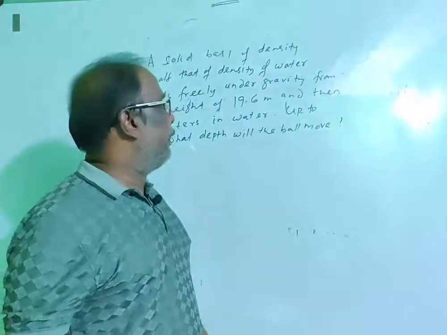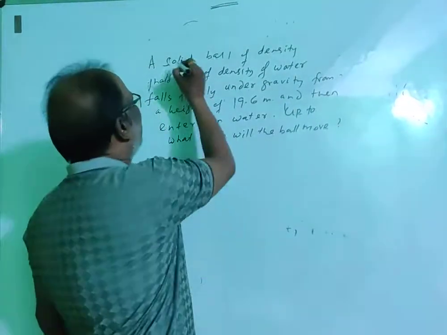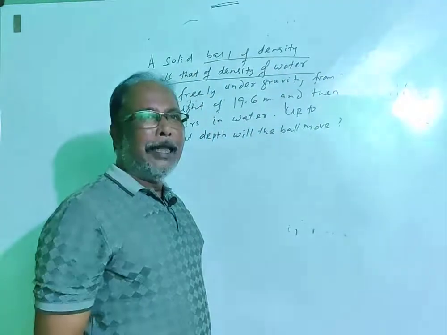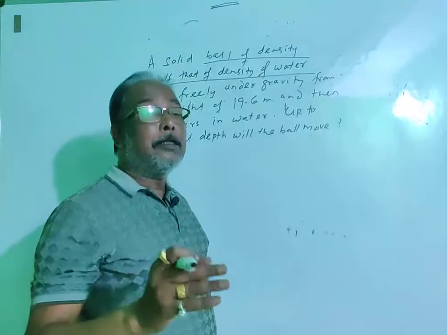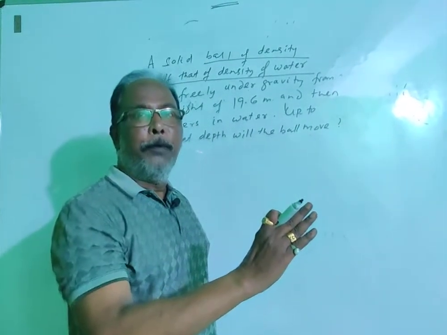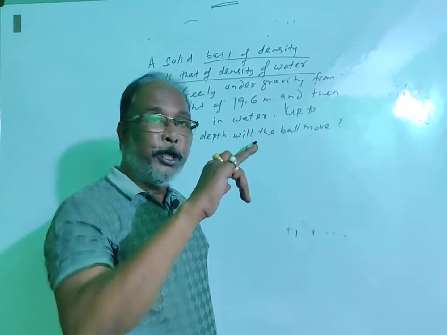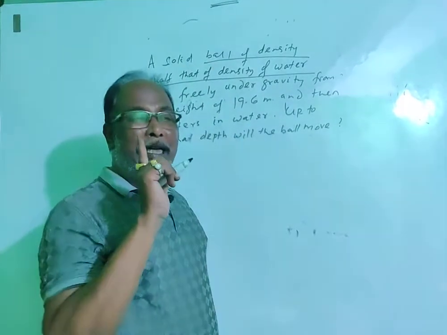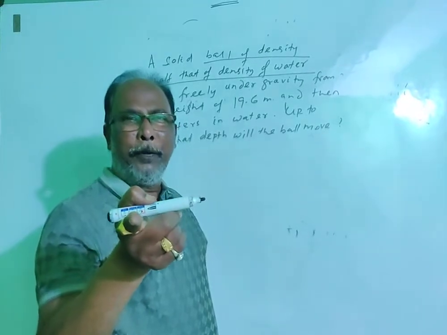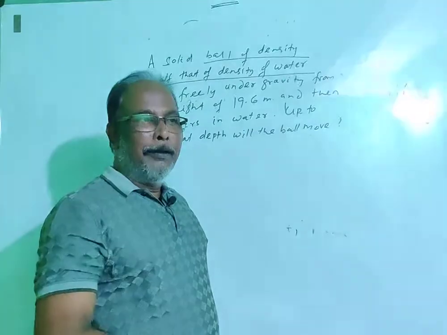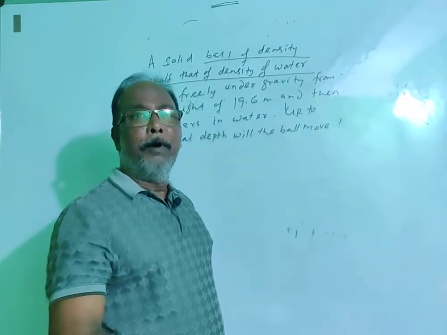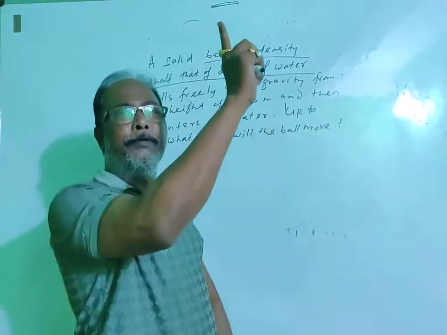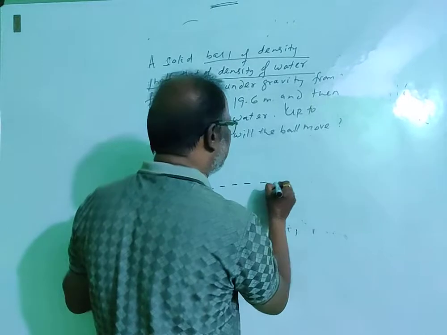This is your question. See, the first data is the solid ball of density half that of density of water. If a ball or body has lesser density as compared to water, then the body will move up. If density of body is more than density of liquid, then the body will sink, means downward force will be more than that of upward force. If density of body is less than that of density of liquid, then the body will move upward. But this is a different situation.